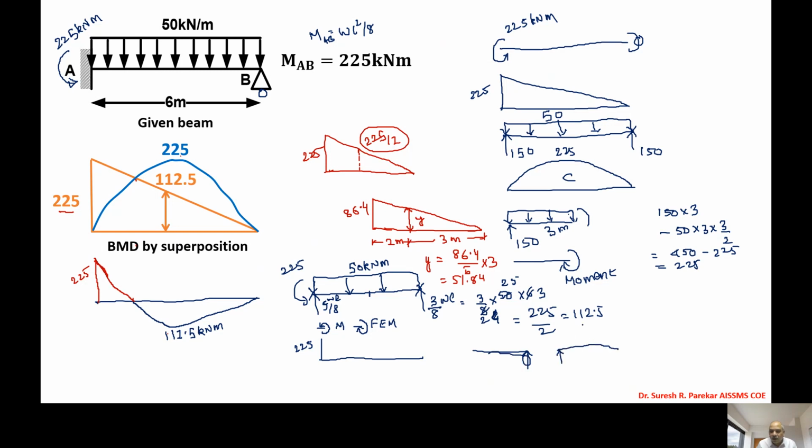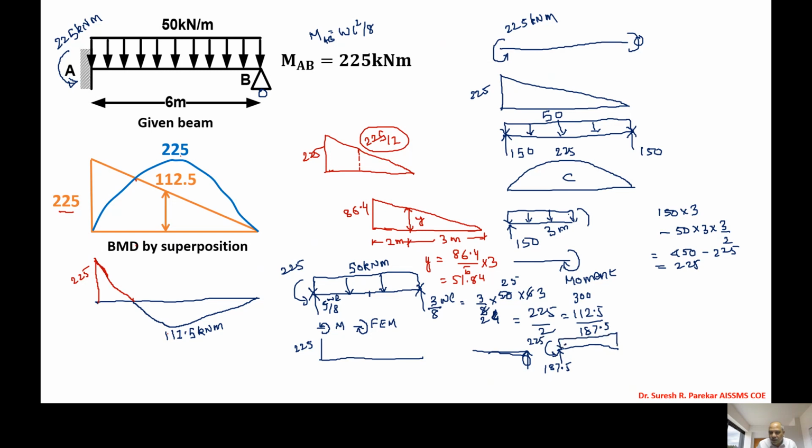So we will have this 112.5, and this is 50 into 6, 300, and 300 minus 112.5, and we will get this as 187.5, and then you have this moment 225, and then you have UDL.